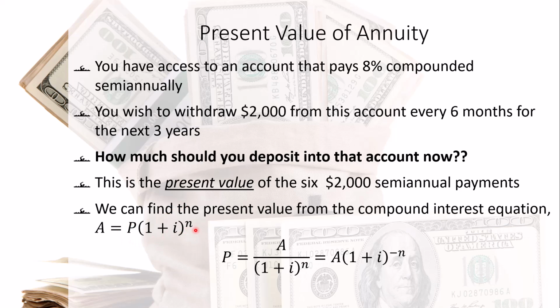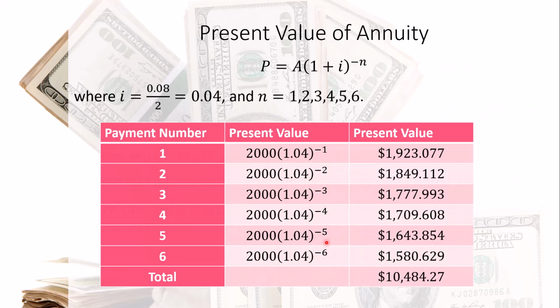All we have to do is rearrange it so that we are solving for P, which is the present value. And if we do, it will look like this, where A is the future value for each of the payments, and then N is the duration of each particular payment. Okay, so what is this going to look like? Well, once again, this is our equation.